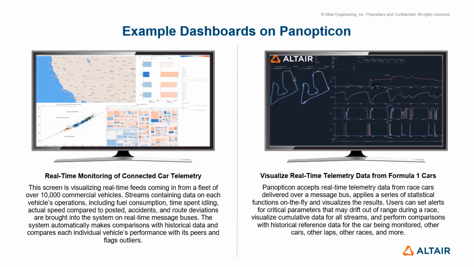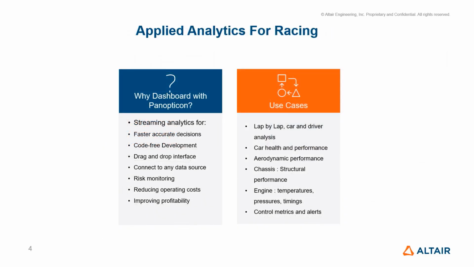On the right side, we can see the visualizations of telemetry data from Formula One cars. Panopticon accepts real-time telemetry data from race cars, applies a series of statistical functions on the fly, and visualizes the results. Now, applying analytics to racing enables faster, more accurate decisions.